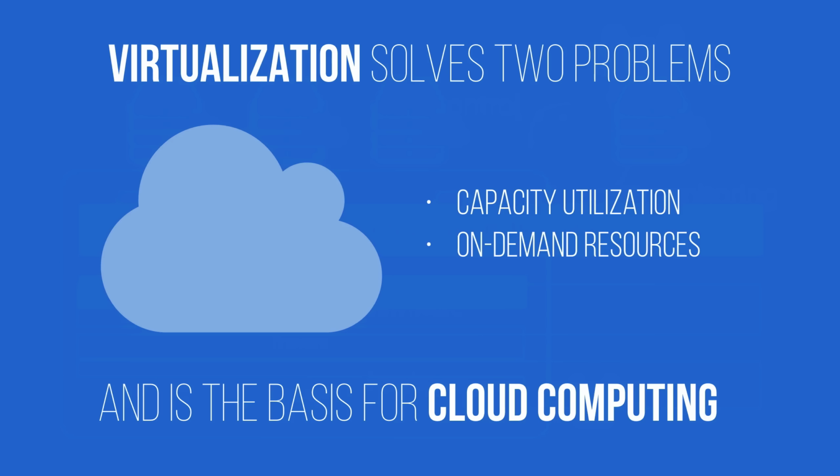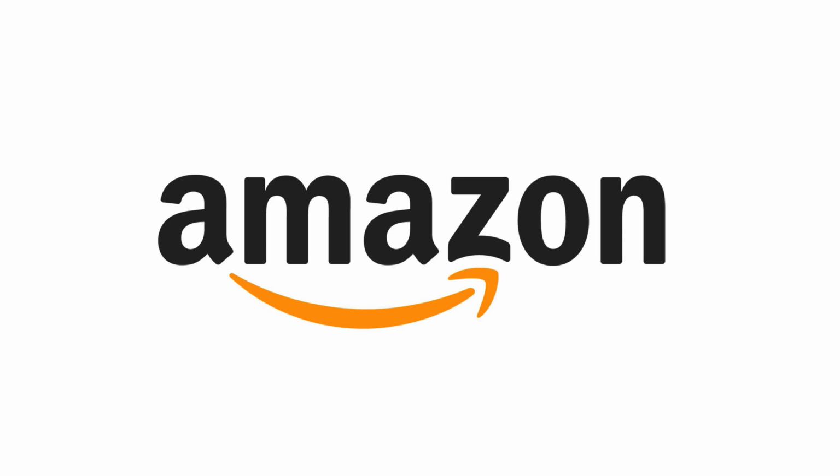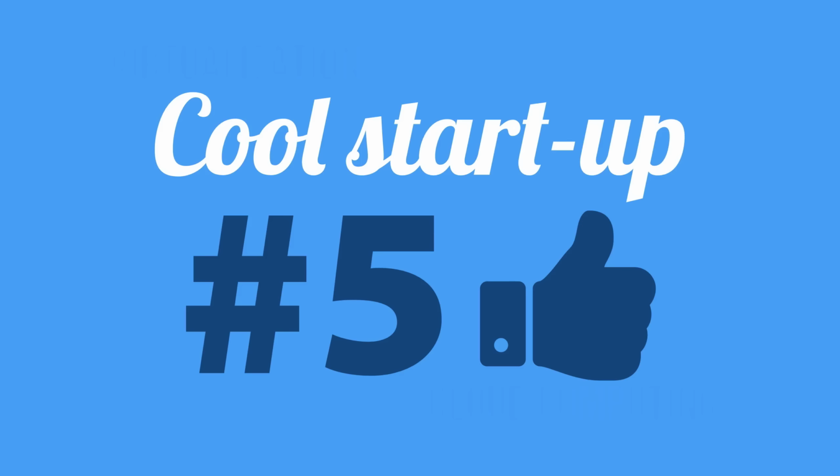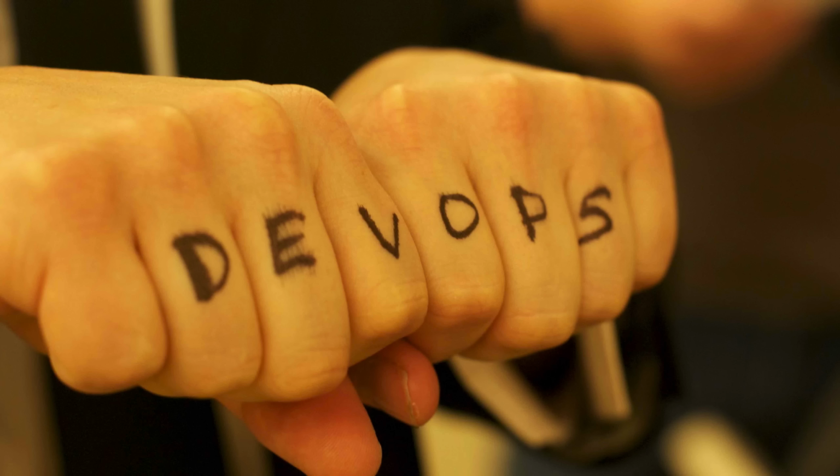This virtualization solves two problems. One is capacity utilization, and the other is on-demand resources. And it's the basis for cloud computing. So now Amazon, which has excess cloud compute capacity, can sell its unused computational time and hard drive resources and network bandwidth and all sorts of stuff to cool startups that don't want to make that kind of investment. Okay, so that is the technology that underlies cloud computing, and it's really enabling for DevOps.